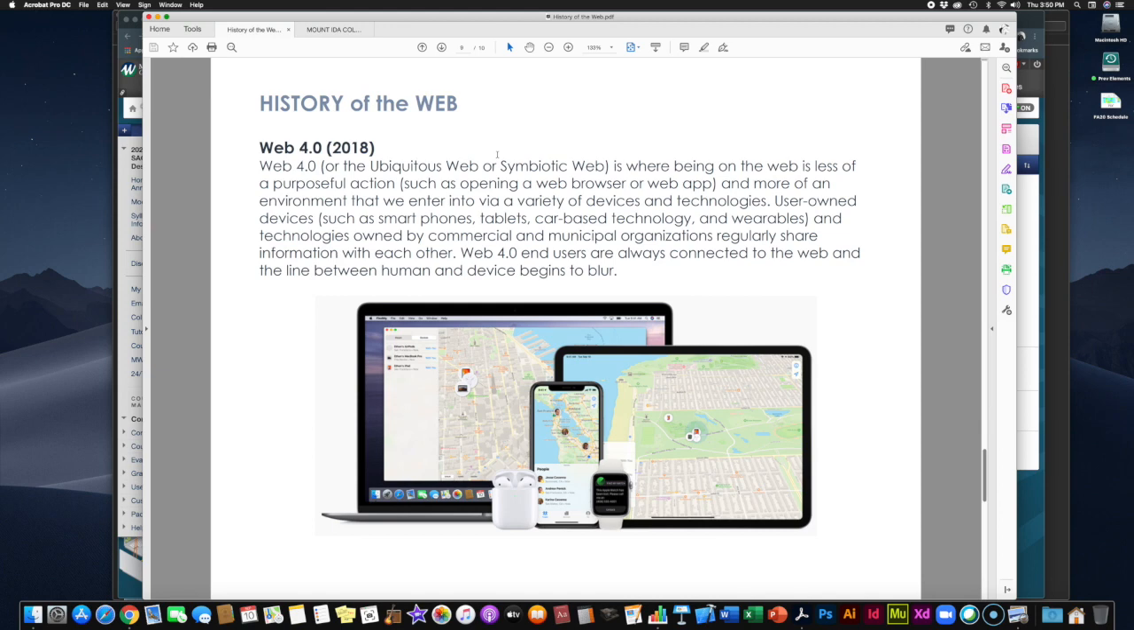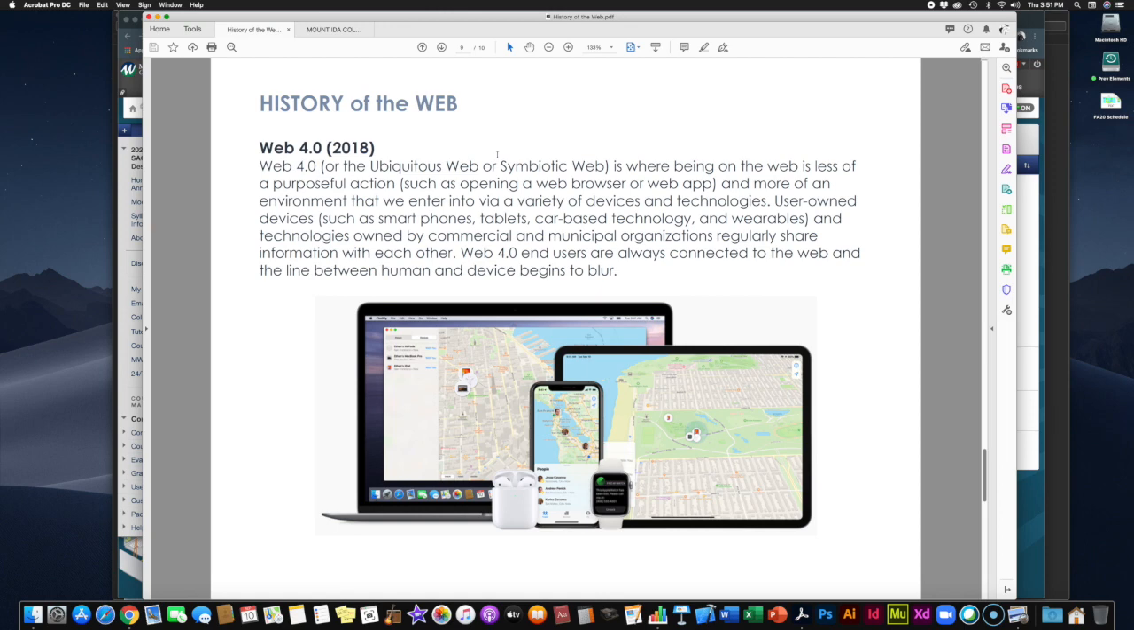Well, what is part of Web 4.0 is that a lot of our experiences, both on computers and mobile devices, and even in other places like riding the train, driving in your car, using an ATM machine, in all of those situations, you are also on the web, but you did not make a purposeful choice to be on the web. You just are. So user-owned devices such as smartphones, tablets, car-based technology, and wearable technology such as smartwatches and other things, and technologies owned by commercial and municipal organizations regularly share information with each other over the web, meaning that Web 4.0 users are always connected to the web, and the line between human and device has begun to blur.